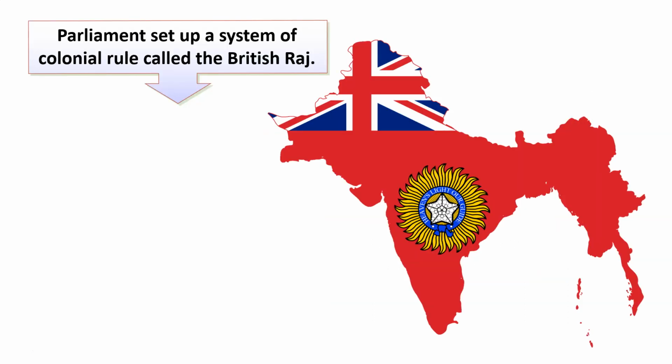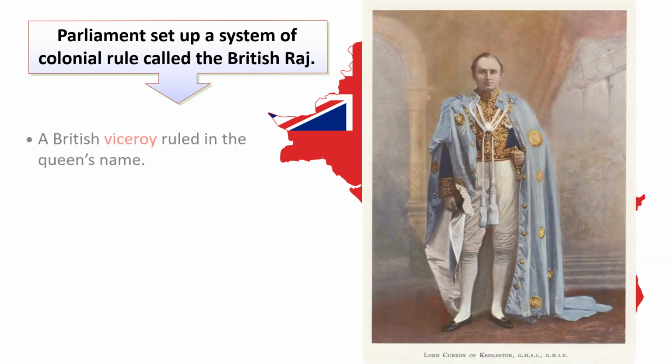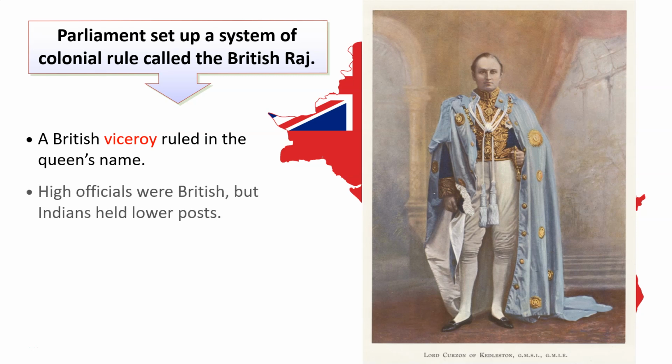So what did the government look like that the British set up in India? So they set up a system of colonial rule. So India is going to become a British colonial territory, so a colony, and they call it the British Raj. And they send an Englishman to rule in the name of the Queen, called the Viceroy.